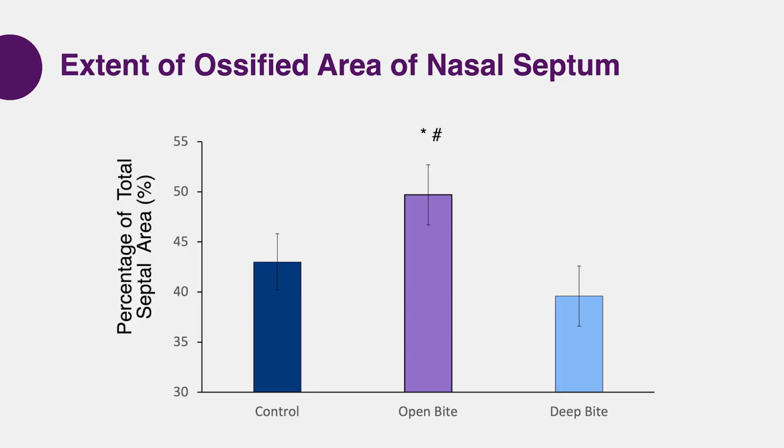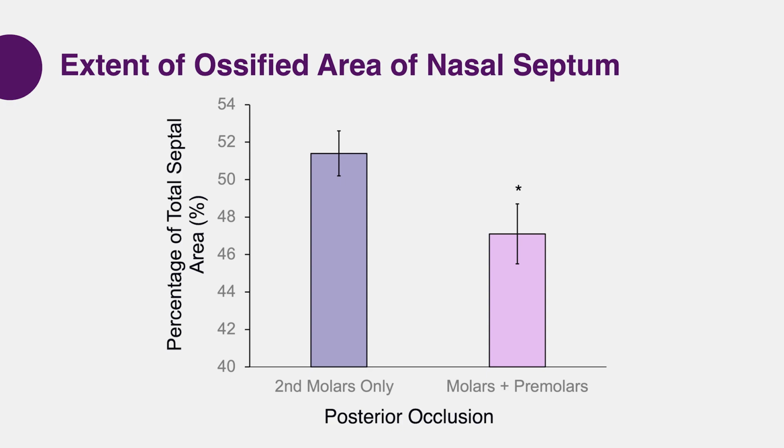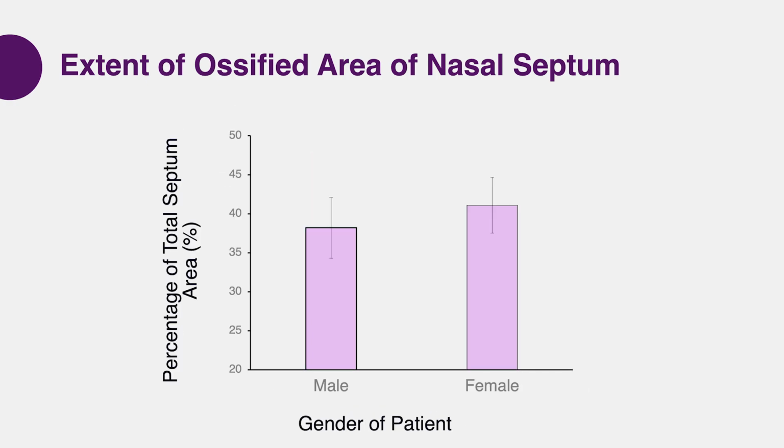On the other hand, patients that have open bite during their life demonstrate a larger area of ossification of the nasal septal cartilage, and the more that open bite extends backward, including, for example, only the second molar, the larger the ossification area. Interestingly, the gender and sagittal relationship of the jaw did not significantly affect the magnitude of ossification.